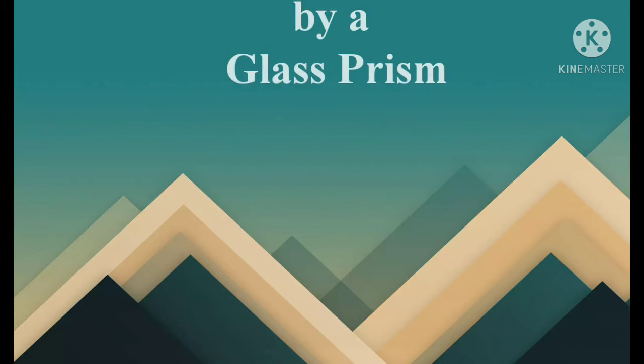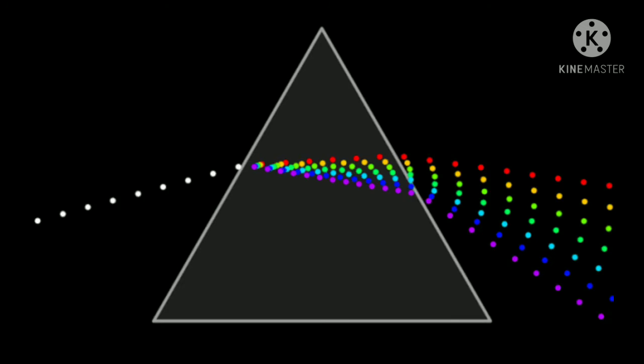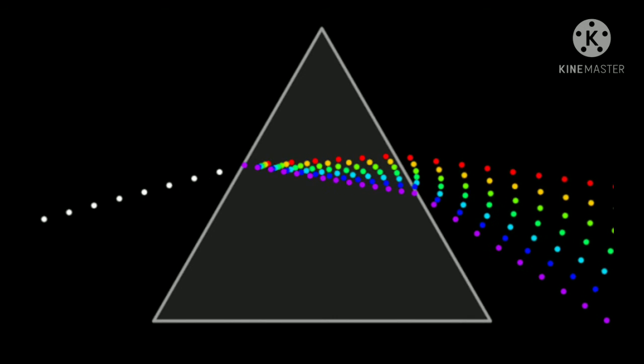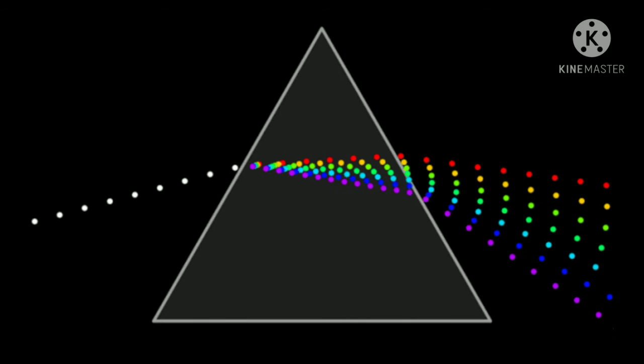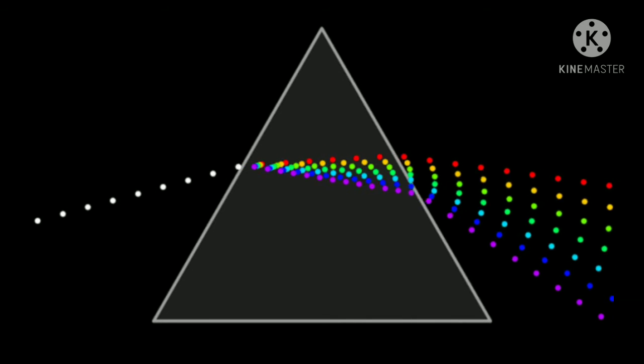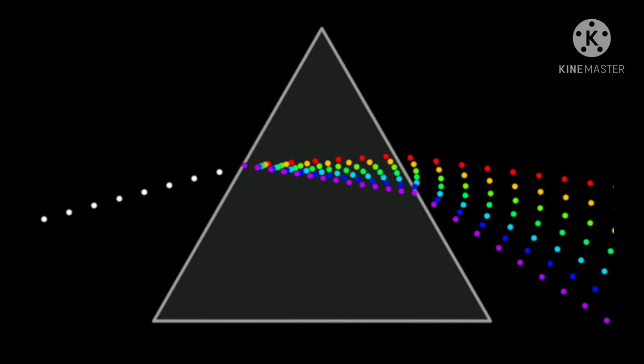Hello students, so this is the next part of this chapter, the dispersion of white light by a glass prism. Now there is in front of you a glass prism and white light is passed through it. Through this GIF, what you can see is that some lights are formed from one white light.